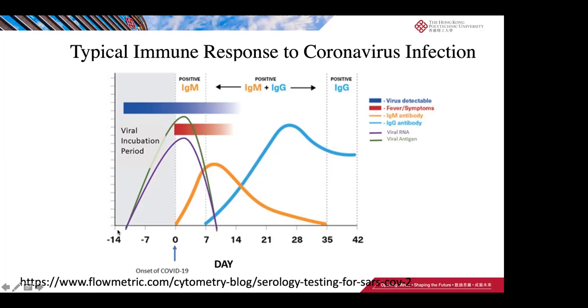Let's say you were infected 2 weeks ago. In this range you would have a PCR positive, and in this red range you have symptoms. In this range you will be PCR positive, and then after that you would have IgM, some kind of antibody, a specific antibody against COVID, SARS-CoV-2.